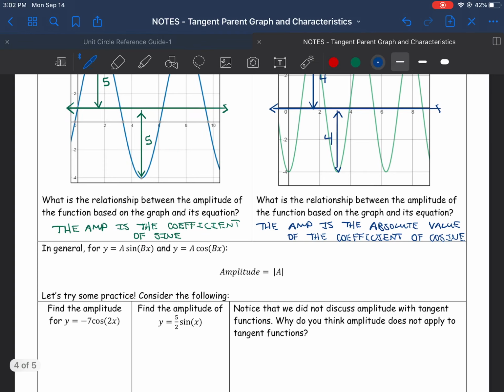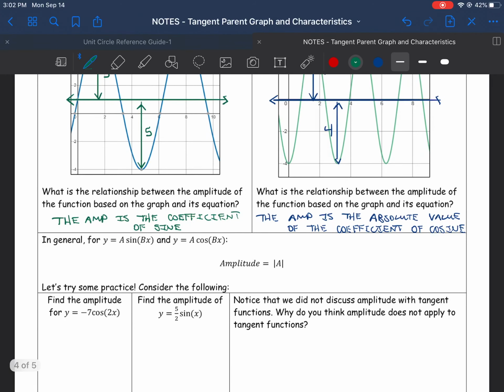So let's try a couple practice problems. They won't take but a minute. We want to find the amplitude for y equals -7 cosine of 2x. Well, we know that A is equal to -7, so the amplitude will be equal to the absolute value of -7, which is just +7. If we look at the next one, find the amplitude of y equals 5/2 sine of x. Well, we can see that 5/2 is the A value, the coefficient of sine, so we take the absolute value of 5/2, and we still just get 5/2.